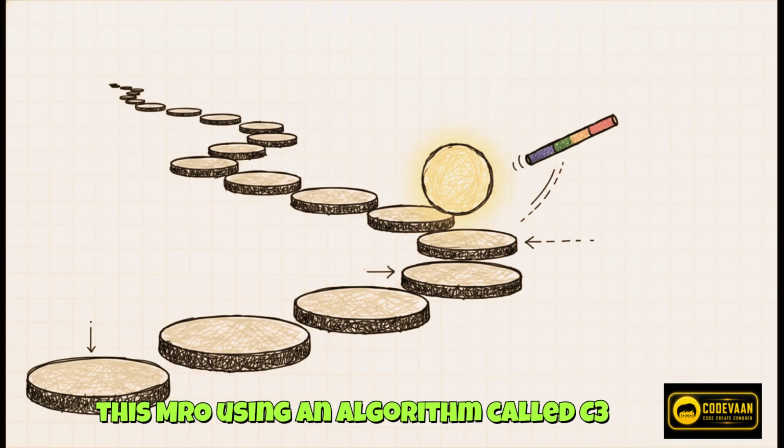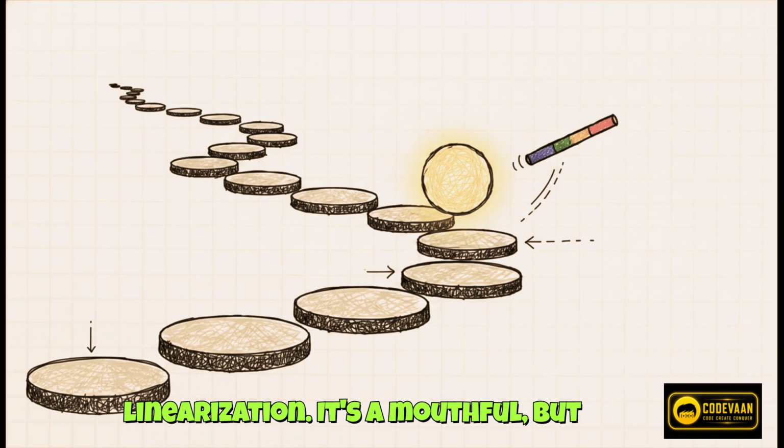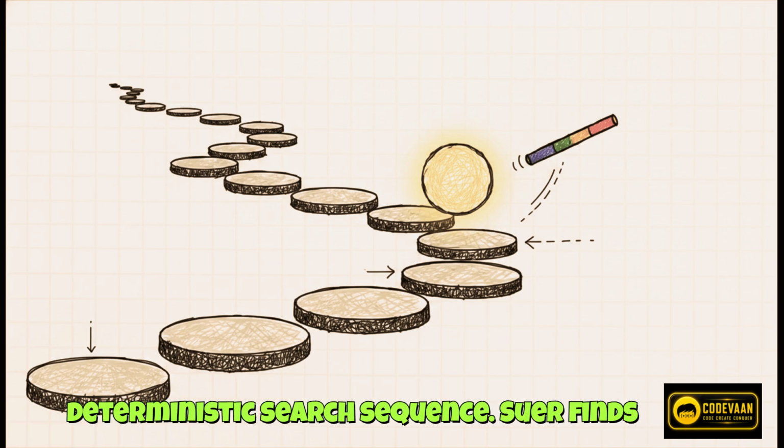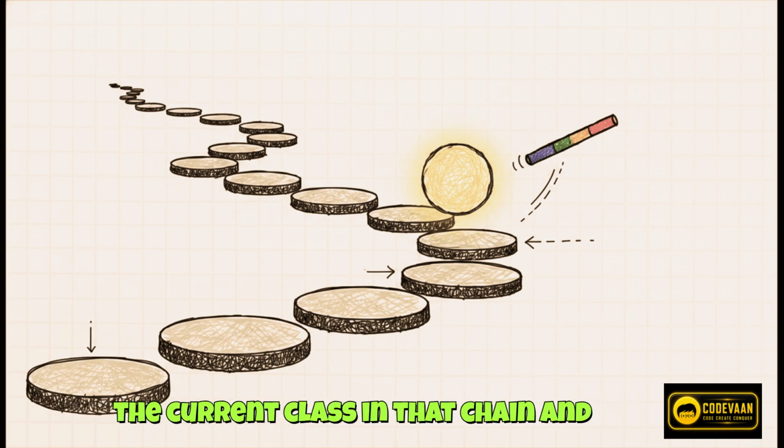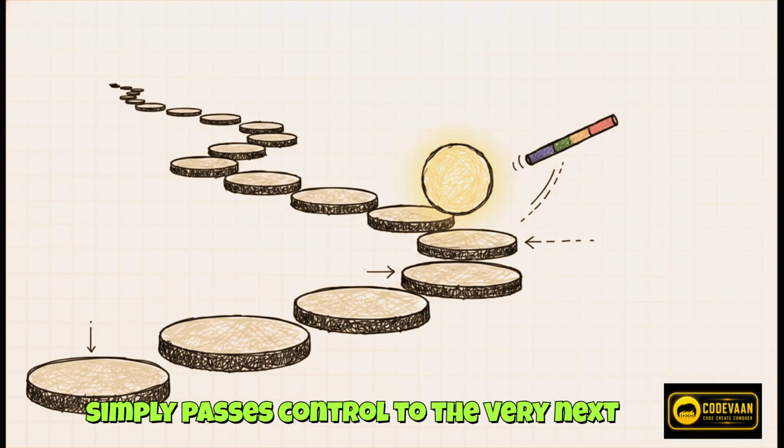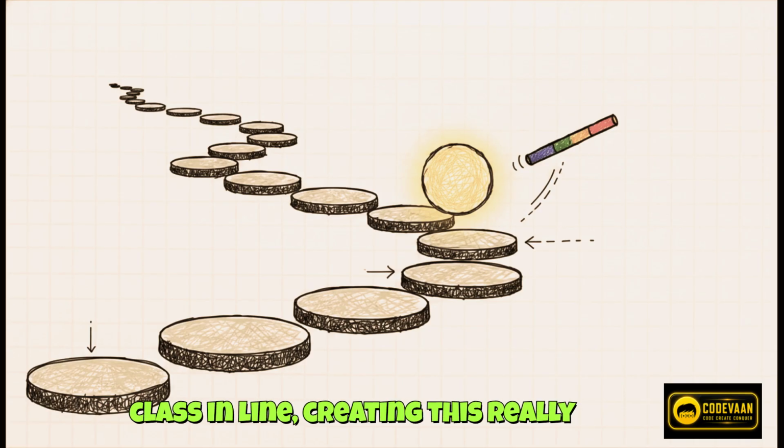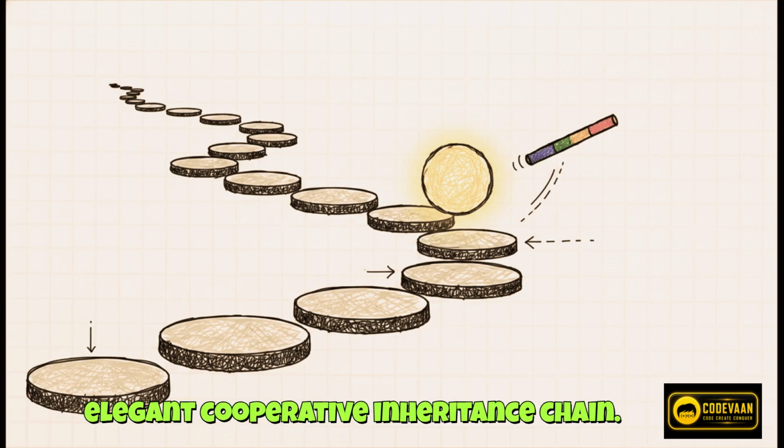Python constructs this MRO using an algorithm called C3 linearization. It's a mouthful, but basically it guarantees a strict deterministic search sequence. Super finds the current class in that chain and simply passes control to the very next class in line, creating this really elegant cooperative inheritance chain.